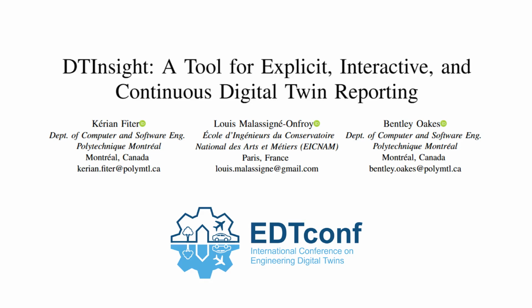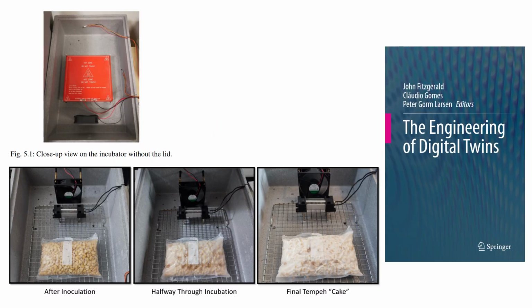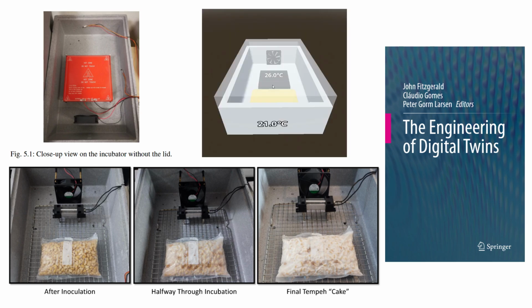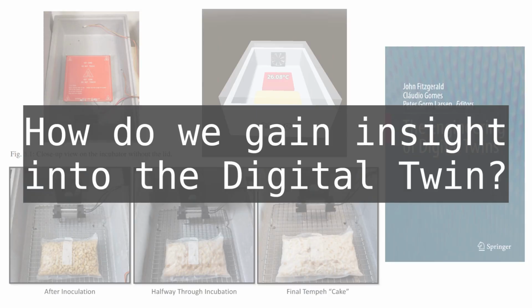Hi, my name is Kirian, and I'm going to present you DTInsight, a tool for explicit, interactive, and continuous digital twin reporting. We use an incubator for our case study digital twin, and we have a simulated incubator running that has temperature rising and stabilizing to a certain level. The question is, how do we get insight into the digital twin?